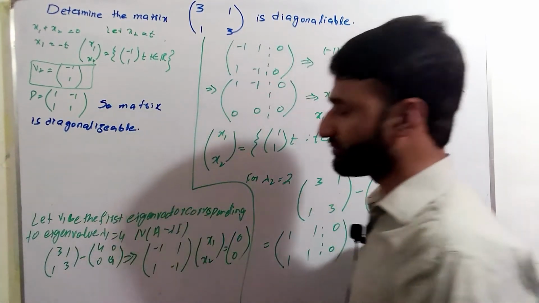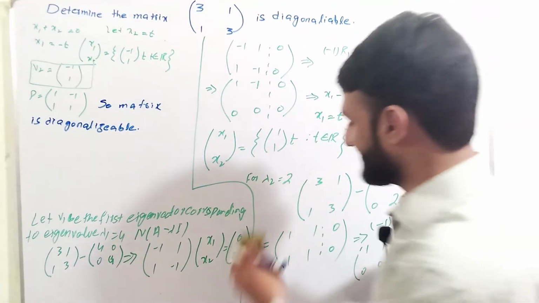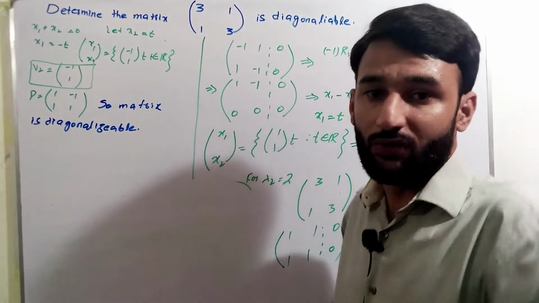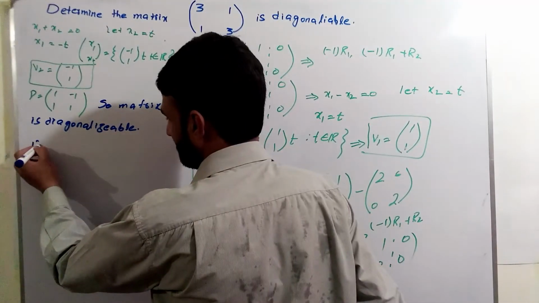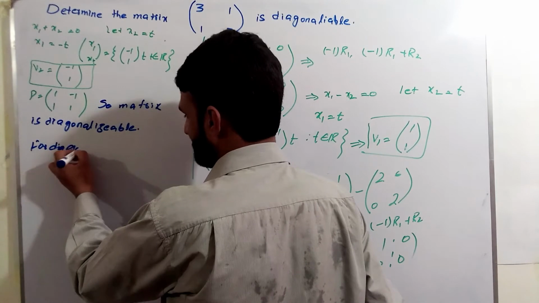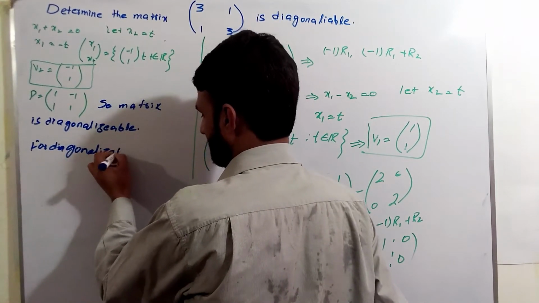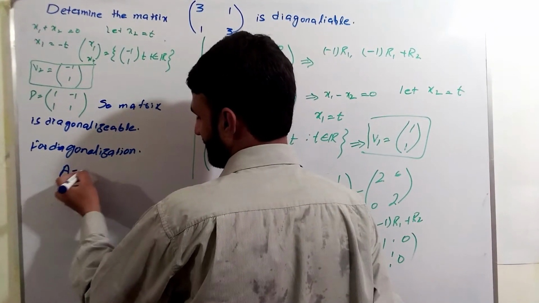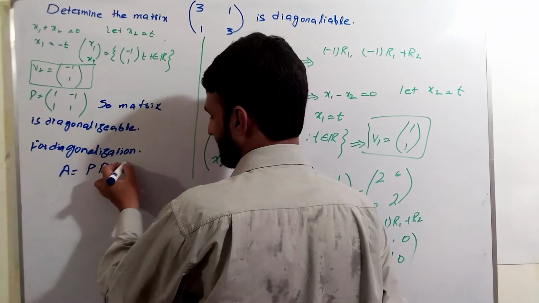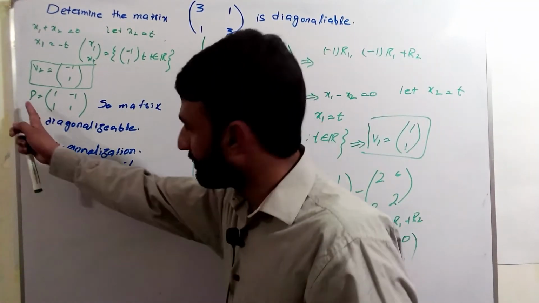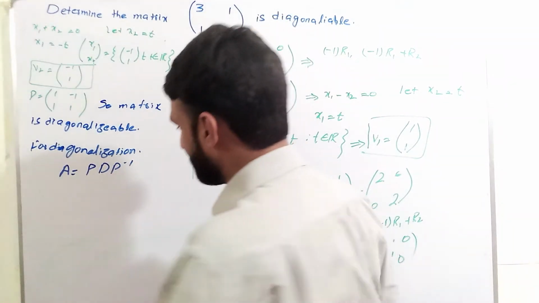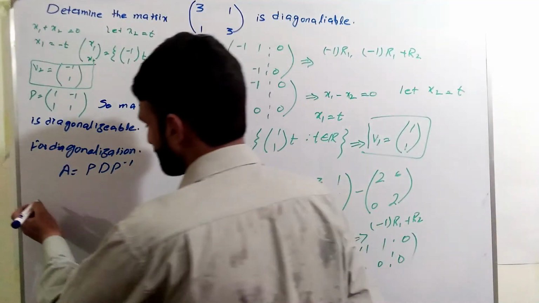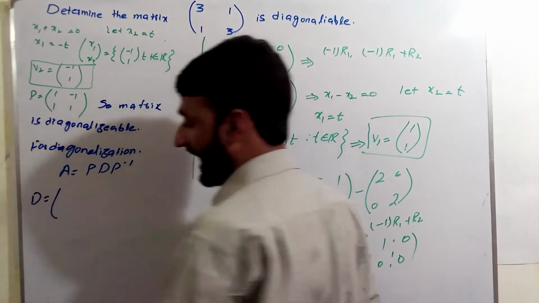Right. Now we find out the diagonalization condition. What is the important condition for diagonalization? The important condition is that A is equal to PDP inverse, right? Here is the P matrix, we'll take its inverse, and D will be a diagonal matrix in which we have the eigenvalues.